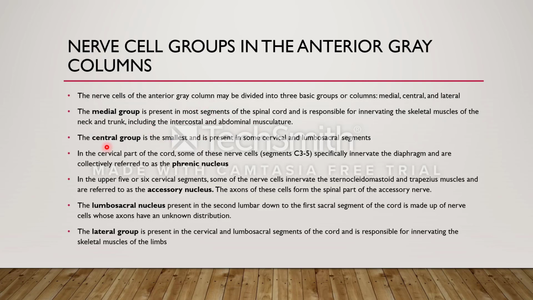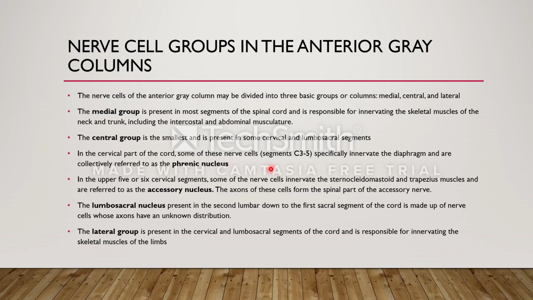The central group, which is the smallest one, is present in the cervical region and the lumbosacral region. The medial group was present in most segments of the spinal cord, in the whole of the spinal cord, but the central group is present only in the cervical region and the lumbosacral region. In the central group, we have to learn three nuclei. One is the phrenic nucleus, one is the accessory nucleus, and one is the lumbosacral nucleus.